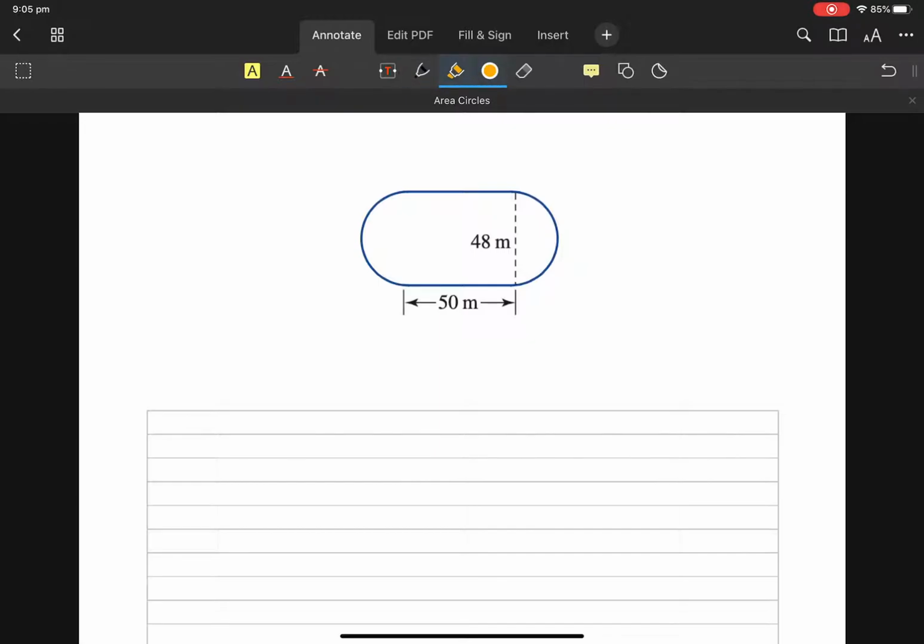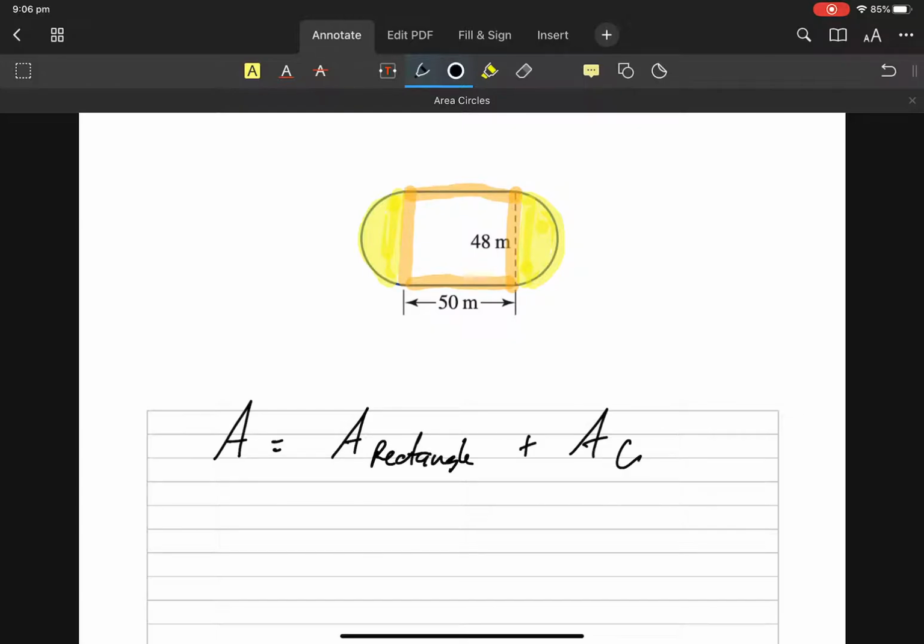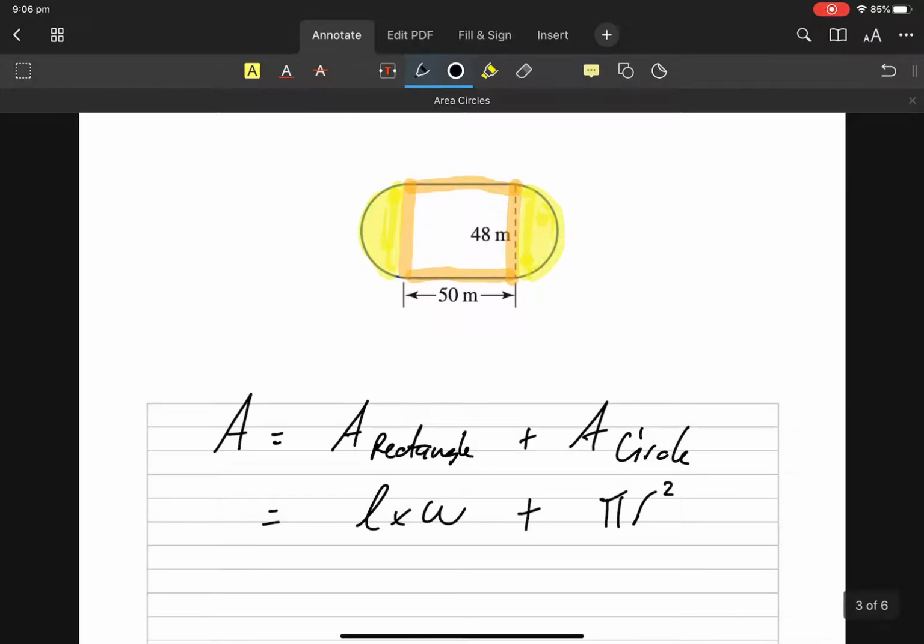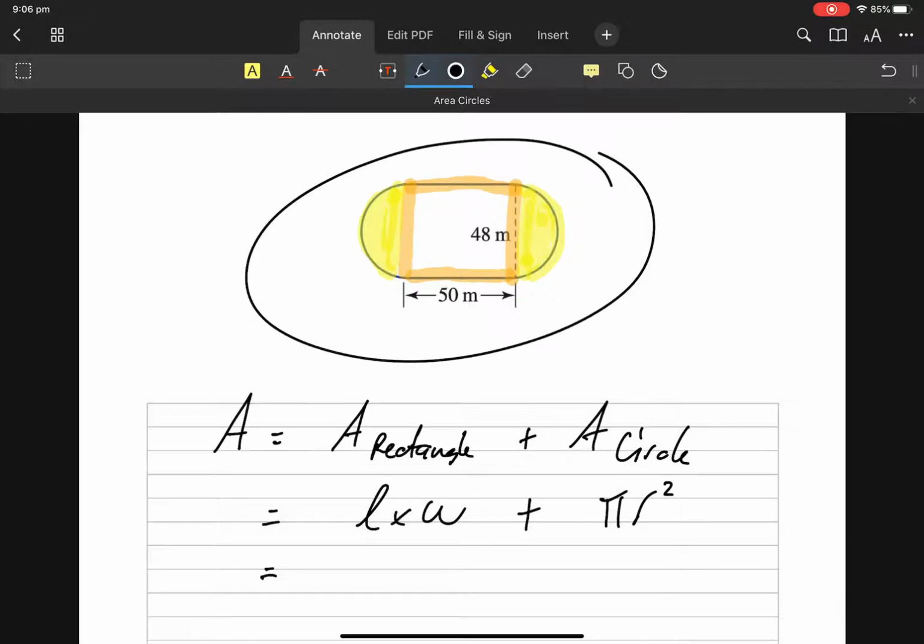Can you see that? That is a rectangle and that are 2 half circles. So we've got 2 different shapes to do. So our area will be the area of a rectangle plus the area of a circle. Well, the area of a rectangle is length times width. That's from our formula sheet. Area of a circle is pi r squared. What's the length of my orange rectangle? What's the width of my orange rectangle?